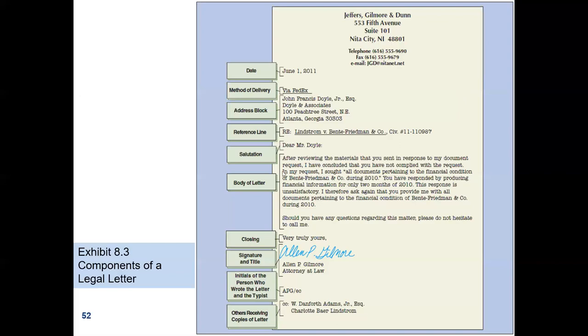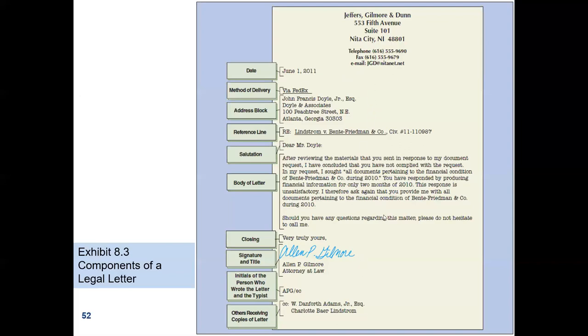And so that will be true for the word "after", which will be indented a little bit. So will the word "should". Very truly yours is going to be tabbed over so the V here lines up vertically with the J. So if the J is right here, the V is going to be right here. And then directly below that, we'll have the A in Allen and the A in Attorney at Law.